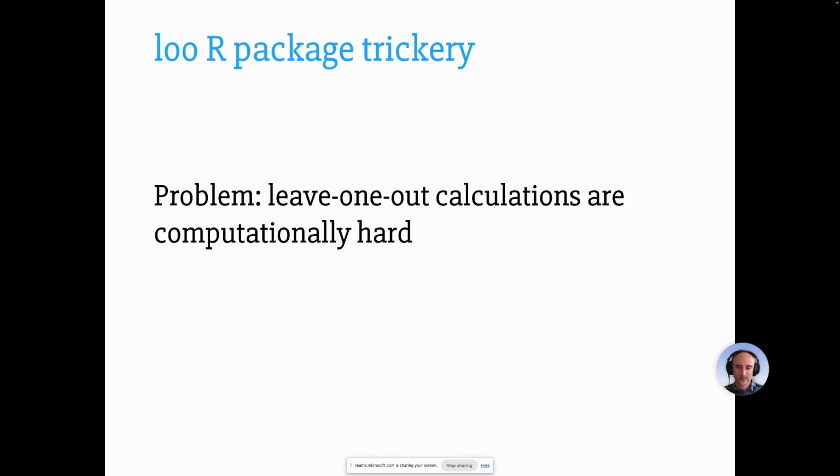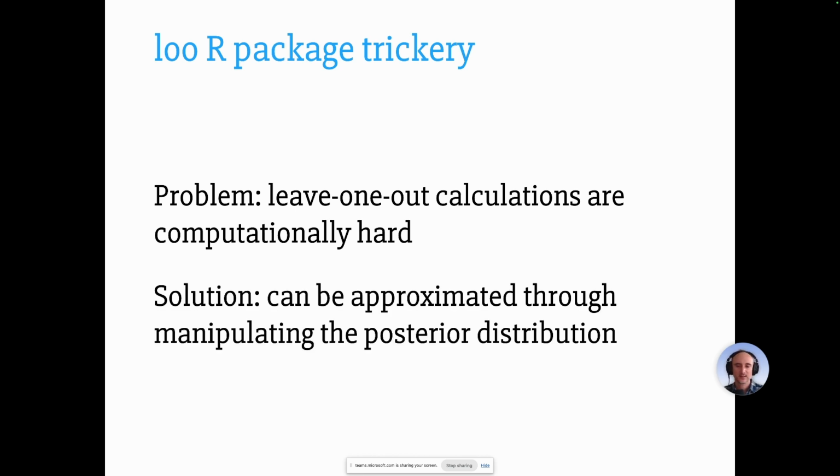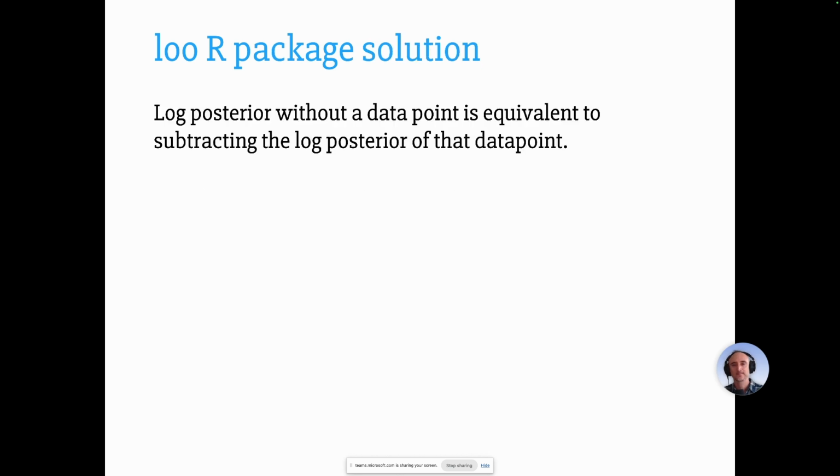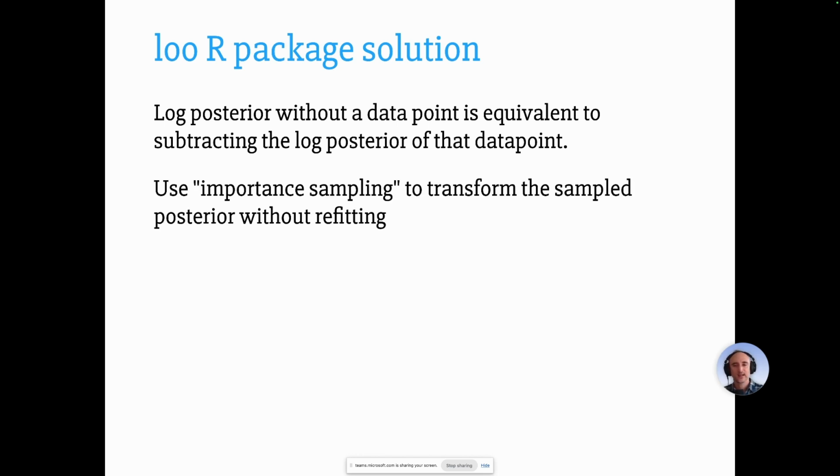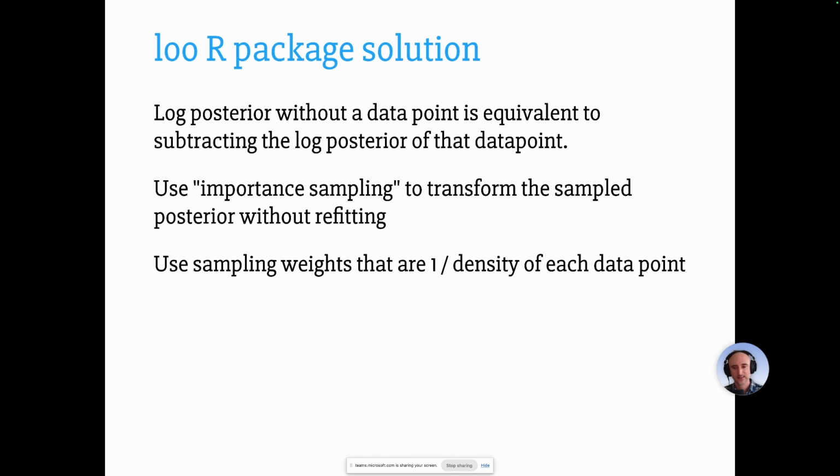So these leave one out calculations are computationally hard, but the solution is that we can approximate them by manipulating the posterior distribution that we already have. That's what the loo package does. I've also worked it out for you in pure R code in a file that we'll take a look at. And the solution is that the log posterior without a data point is equivalent to subtracting the log posterior of that data point. And we can use importance sampling to transform the sampled posterior without refitting. I have an example of that we will look at.